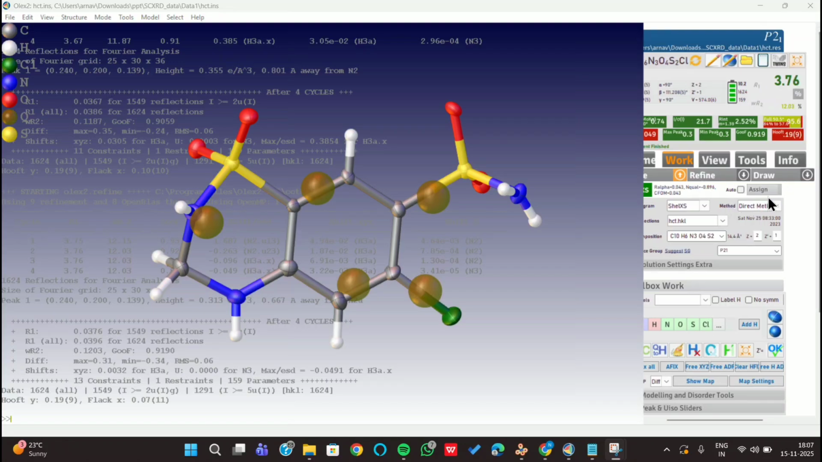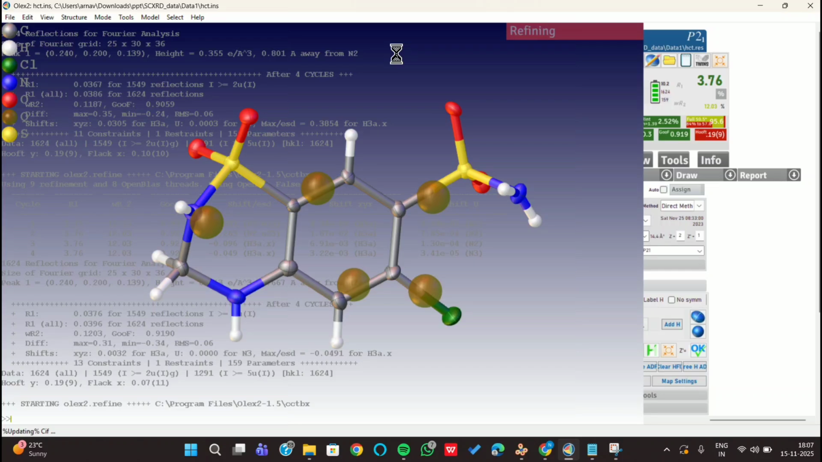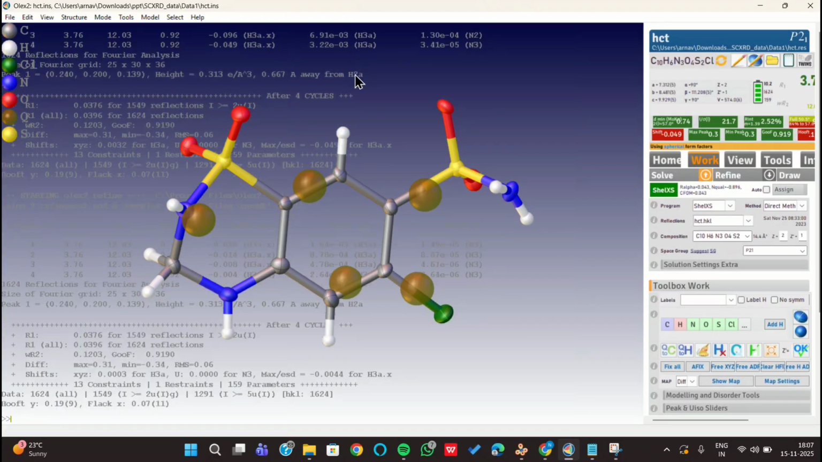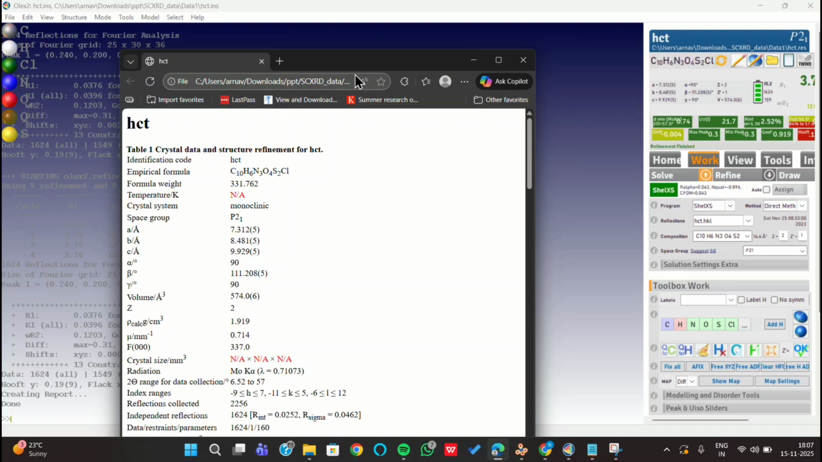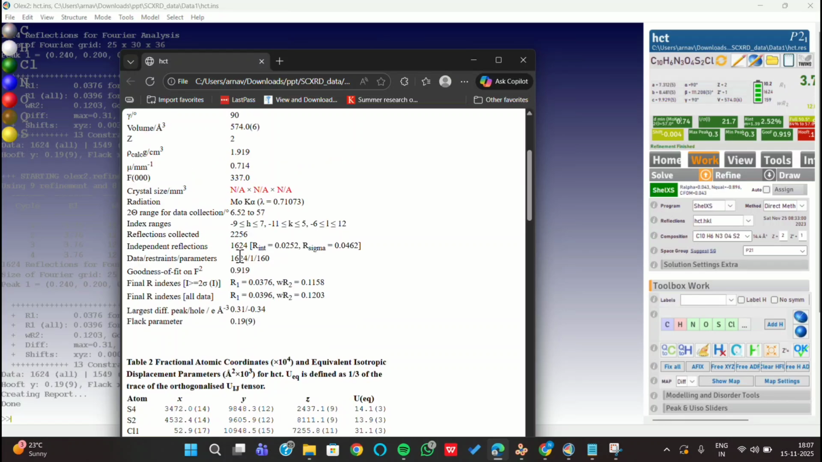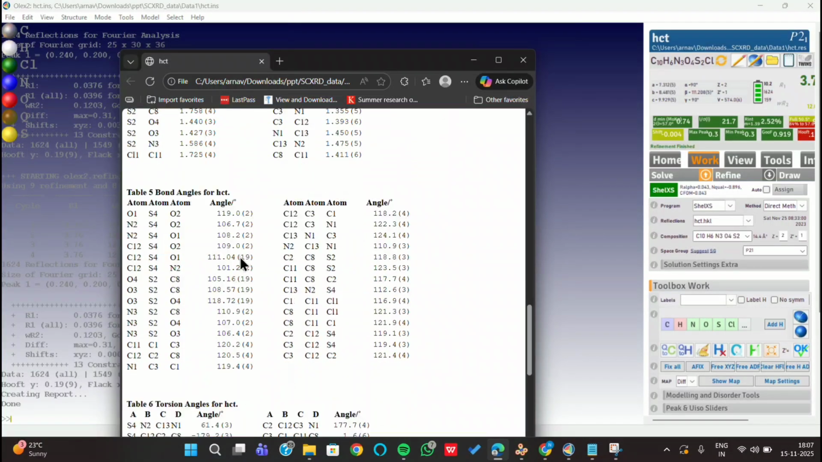Now we'll download the report and it will generate a report of all the lattice points in this. So this is the space group, alpha, beta, gamma, a, b, c, and the density is also shown here, and these are the various fractional coordinates of the atoms.